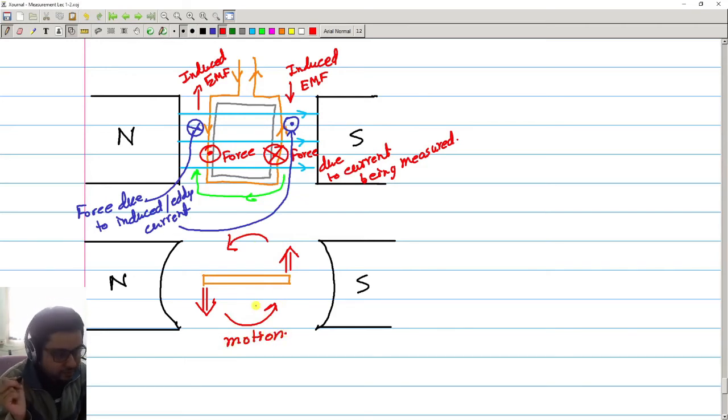Sir, will the eddy current flow only through the aluminium frame or through the coil as well? Both. So then won't it affect the original current reading? Just hold on to that question for now, please remind me if I forget. Okay, just after this. Okay, sir.